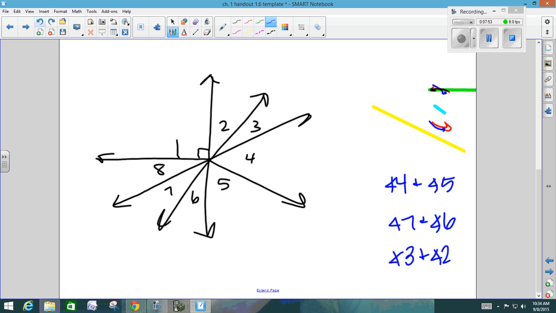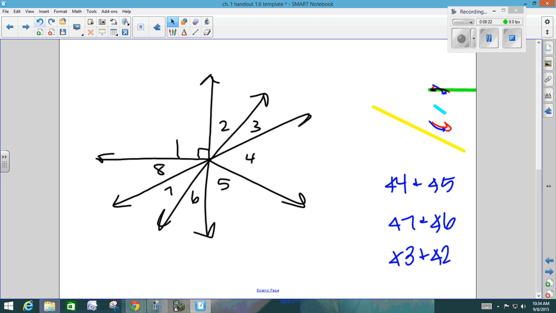Kylie, do you have a pair? 1 and 8, is 1 adjacent to 8? Sure, they share this horizontal ray. Those are adjacent angles next to each other. How about 7 and 5? Would 7 be adjacent to 5? No. Why not? They're not next to each other. 6 is between them. There's a gap between them. They have to be right next to each other.